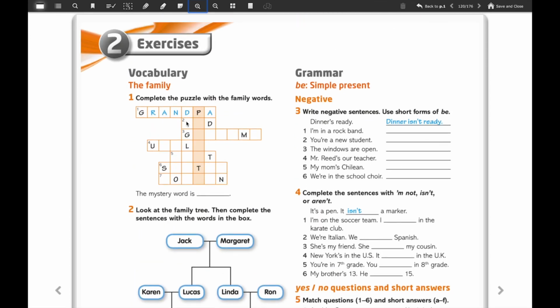So, try to pay attention. I am going to only read the instruction and then I am going to explain a little bit more. Number 1, complete the puzzle with the family words. What do you have to do here? You have to write the family members. As you can see here, we have the letter G, the letter P, and you have to complete with the missing letters. What will be the family member? Grandpa. Very good. You have to complete all the other words, and here in the orange part, you're going to have the mystery word. What will be the mystery word? And you write it here.